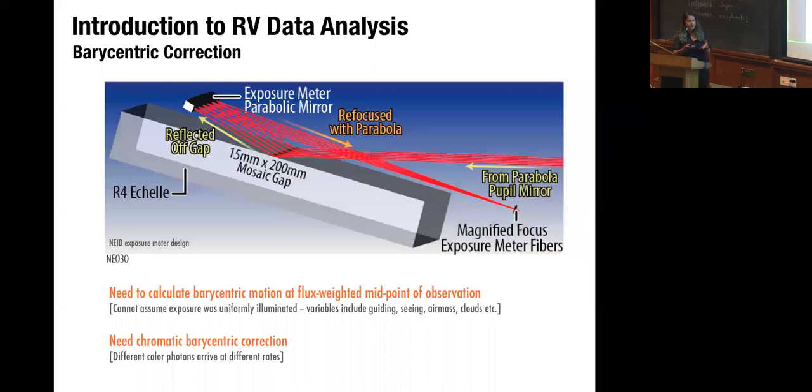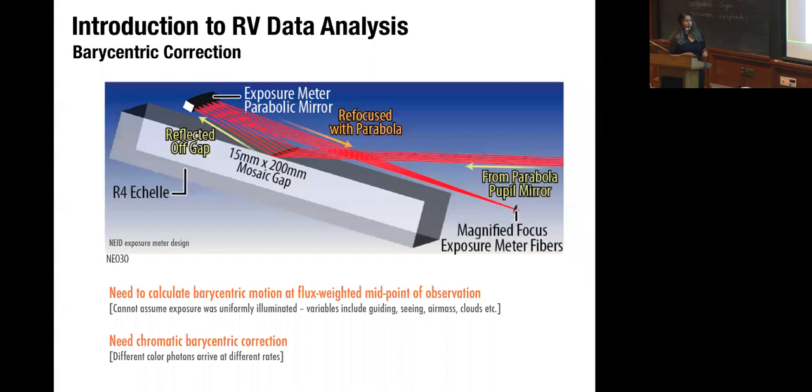And even when Jason Eastman and Wright wrote their paper, they showed us how to do it at less than a centimeter per second. But soon after they wrote their paper, they realized that even that was not good enough, not because of precision, but because of wavelength. So first of all, you need to calculate the barycentric motion at the flux weighted midpoint of the observation. So not just the middle of when you open the shutter on your CCD and then close the shutter, but you have to think about how the photons came in and what was the actual mid time of the middle photon.